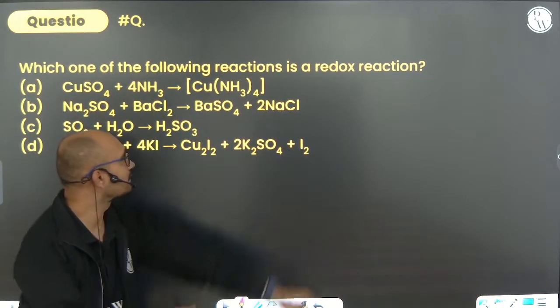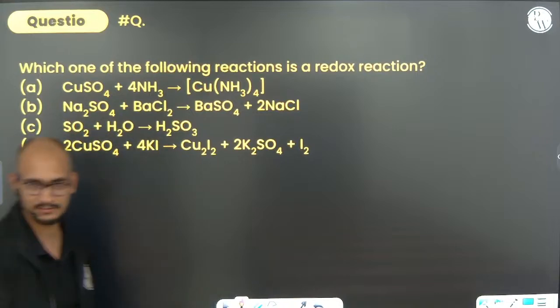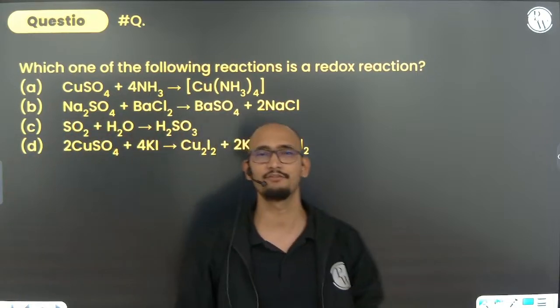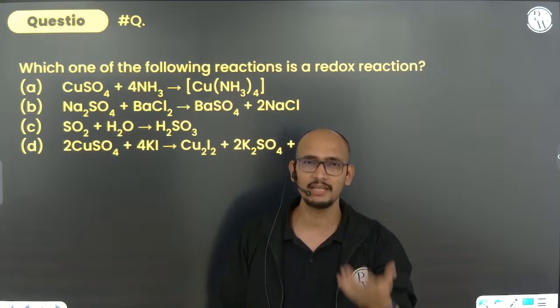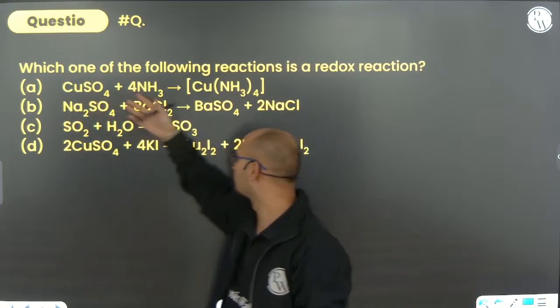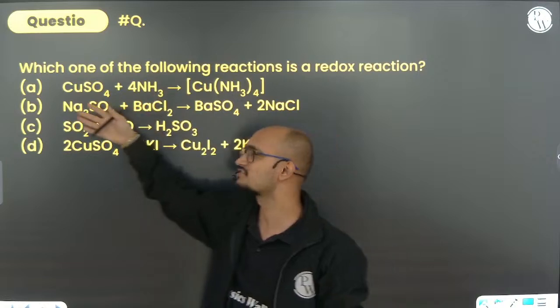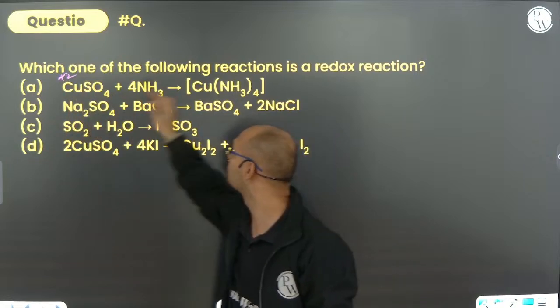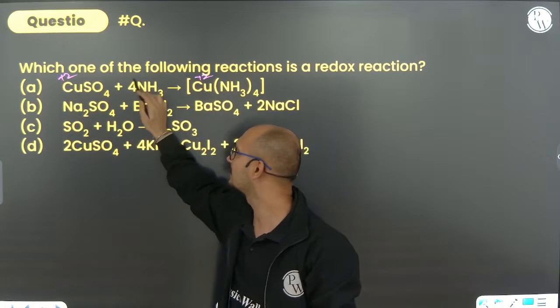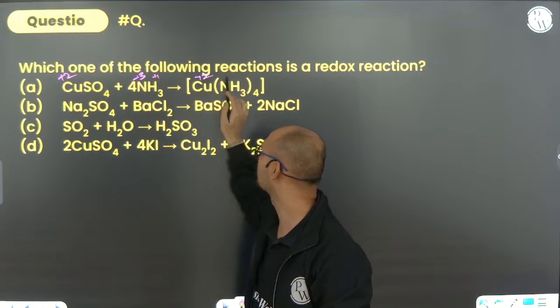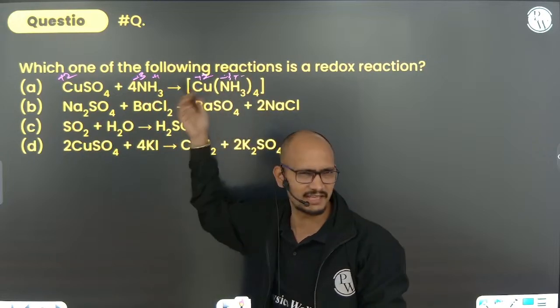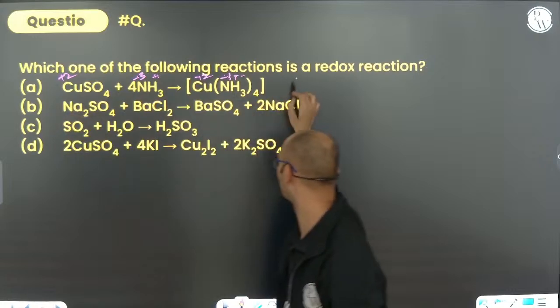Which one of the following reactions is a redox reaction? Redox reactions are those where the oxidation states of the different elements change. Let's see. CuSO4 plus NH3 converting into this. Please check it. Here copper is +2. Here also it is +2. NH3: nitrogen -3, hydrogen +1. -3, +1. No change. Same. Nothing.